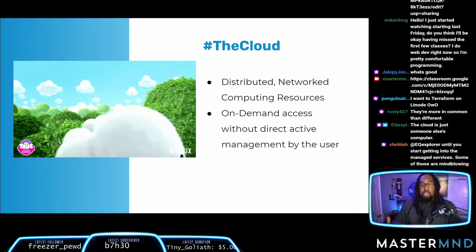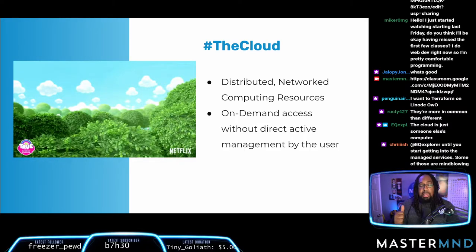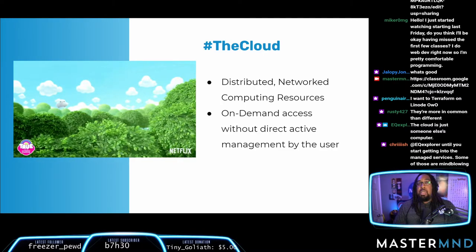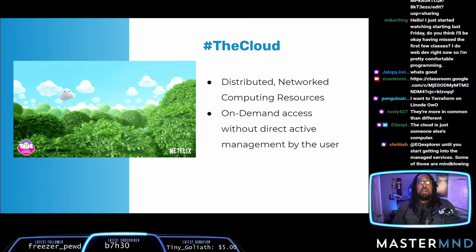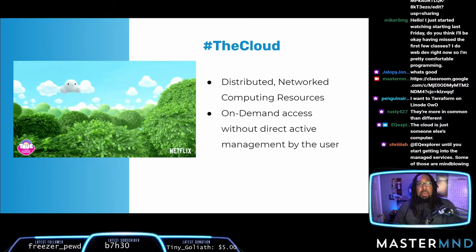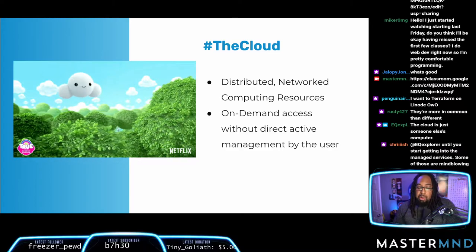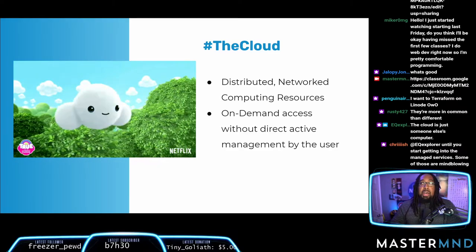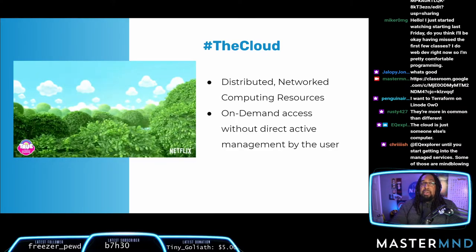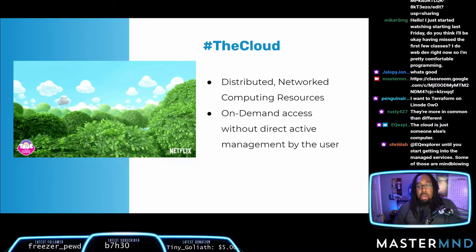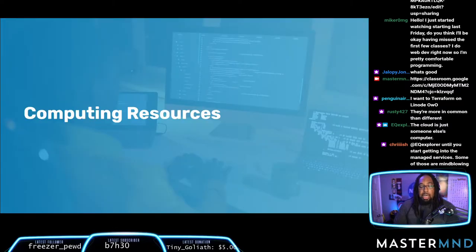These are two big things: distributed network computing resources, and that you can get on-demand access to them without direct active management by you. You don't have to go set up all the networks and things to make these things work. You have access to them without direct management. Now, you might have a lot of control in there, but the type of management they're talking about, you don't have to do the kind of hands-on management of these systems.